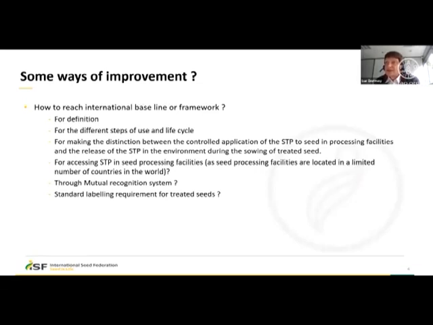Question for accessing seed treatment products in seed processing facilities: as processing facilities are located in a limited number of countries in the world, the question is how to feed these facilities with a product. Can we imagine or promote something like a mutual recognition system for supporting the use and the movement of seed applied technologies, and move to a standard labeling requirement for treated seed, which would help the movement and the access to these technologies?